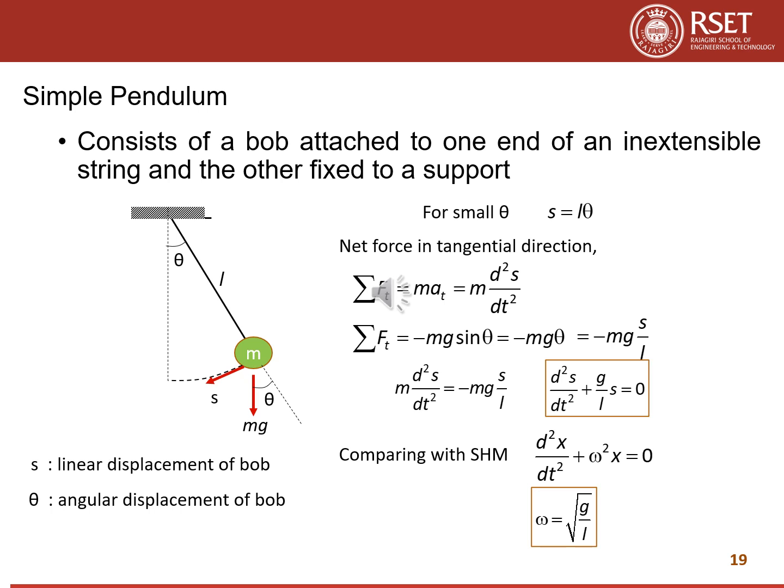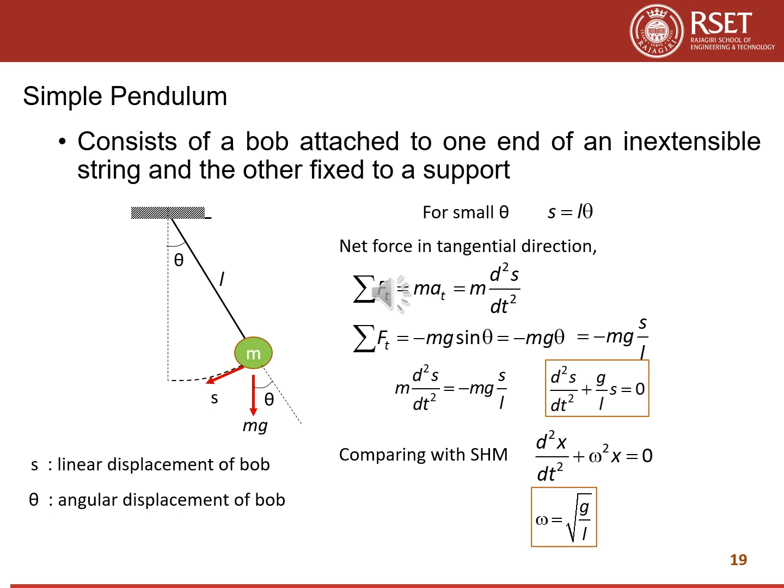Now let us consider a particular case of simple harmonic motion, which is that of a simple pendulum. A simple pendulum basically consists of a bob attached to one end of an inextensible string, and the other end of the string is fixed to a rigid support as shown in the figure. It is assumed that the friction at the support and the air resistance to the motion of the bob are negligibly small. Just consider a simple pendulum with the length of string as L and mass of bob as M.